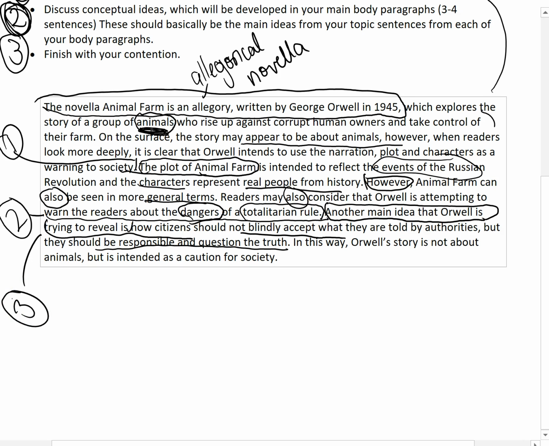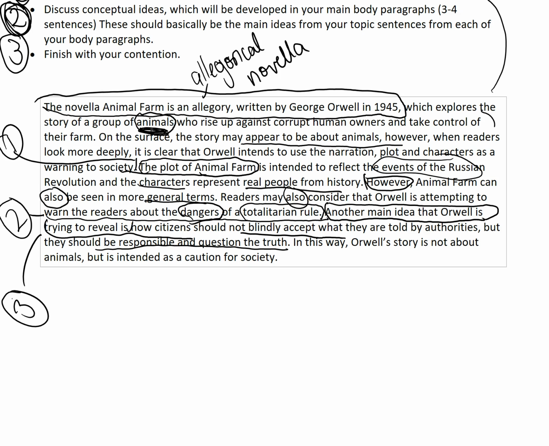And as I read this, I can see really clearly that they're going to link to the fact that Orwell isn't just writing about animals, but he's using the animals to show these important ideas, how citizens should question the truth. They should not blindly accept. And I'm imagining they're going to talk about the characters of Boxer and the sheep. And, you know, I'm predicting already as a reader and a marker what's going to happen.